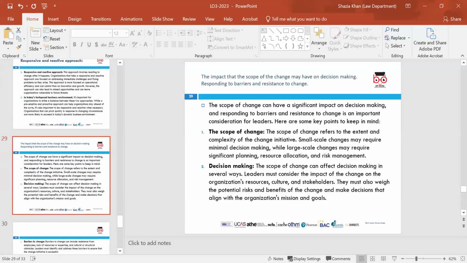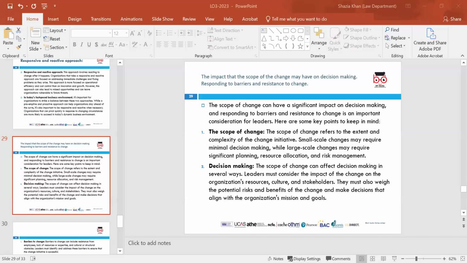The impact and scope that change may have on decision making, and responding to barriers of change. So the impact of change: what are the barriers to change? The scope of change refers to the extent or complexity of the change, so how severe the change is, for everything to change.